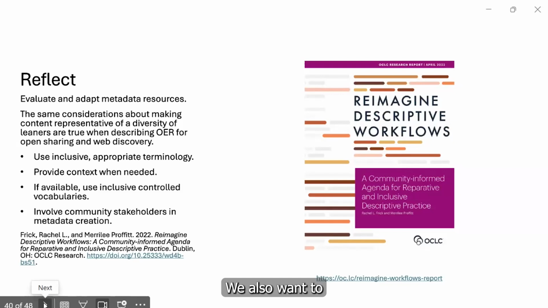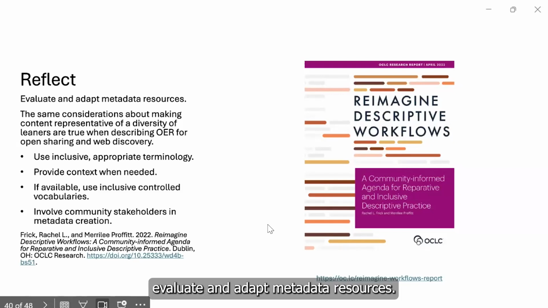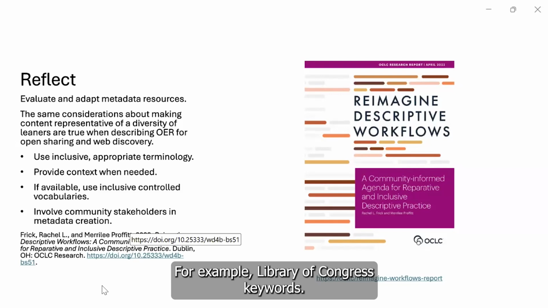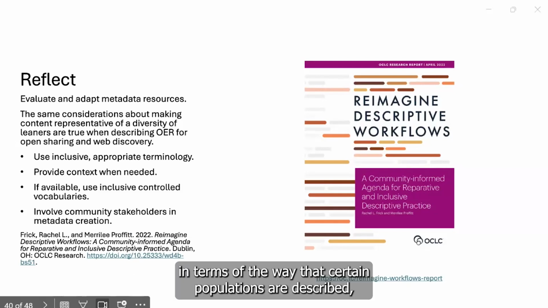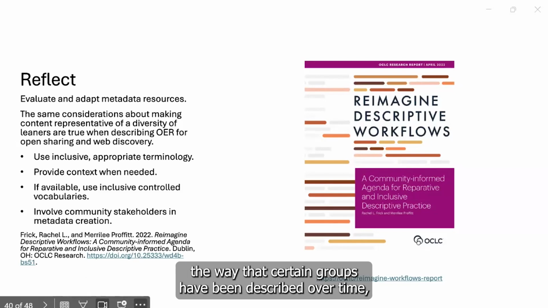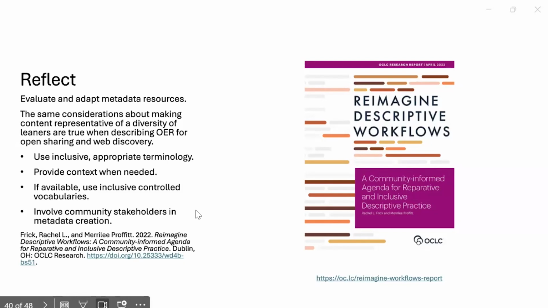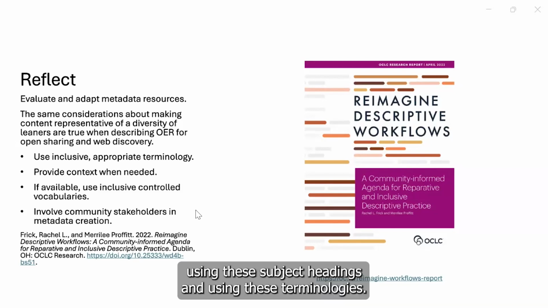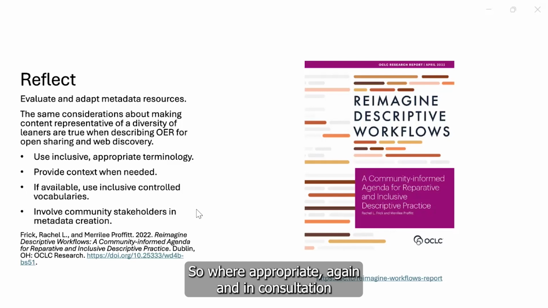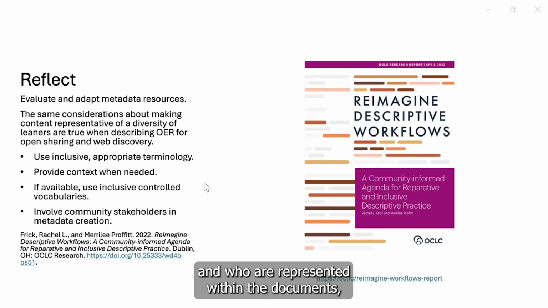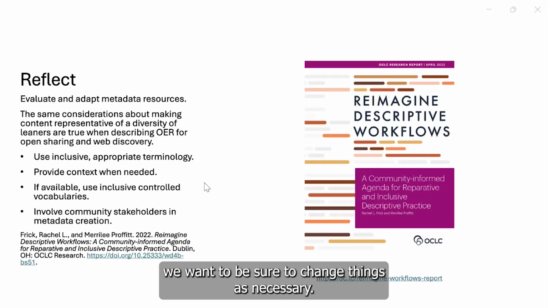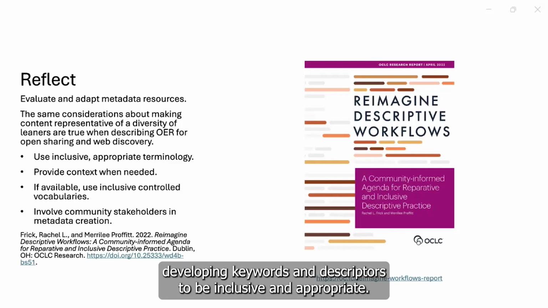Next slide. We also want to evaluate and adapt metadata resources. For example, Library of Congress subject headings can be famously controversial in terms of the way that certain populations and groups have been described over time using these subject headings and terminologies. So where appropriate, and in consultation with the communities we are hoping to reach with these documents and who are represented within them, we want to be sure to change things as necessary as we develop keywords and descriptors to be inclusive and appropriate.